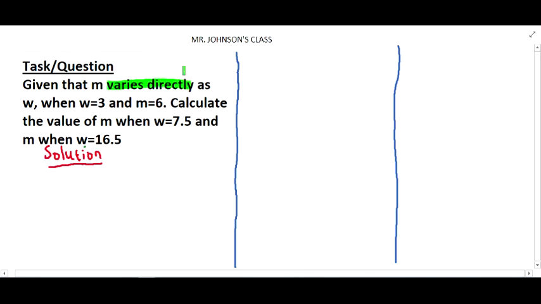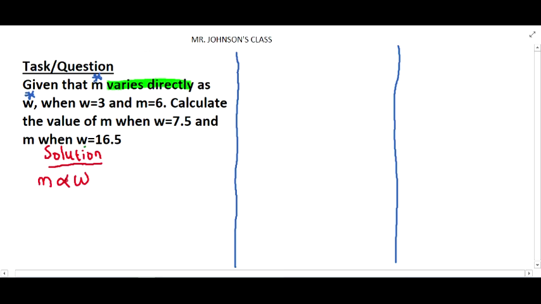Because here we have two quantities, right? The first one is M, and the second one is W. Now always check from the question, they will tell you whether they vary directly, inversely, jointly, or partially. So here it is a direct variation. So we have that M varies directly as W.